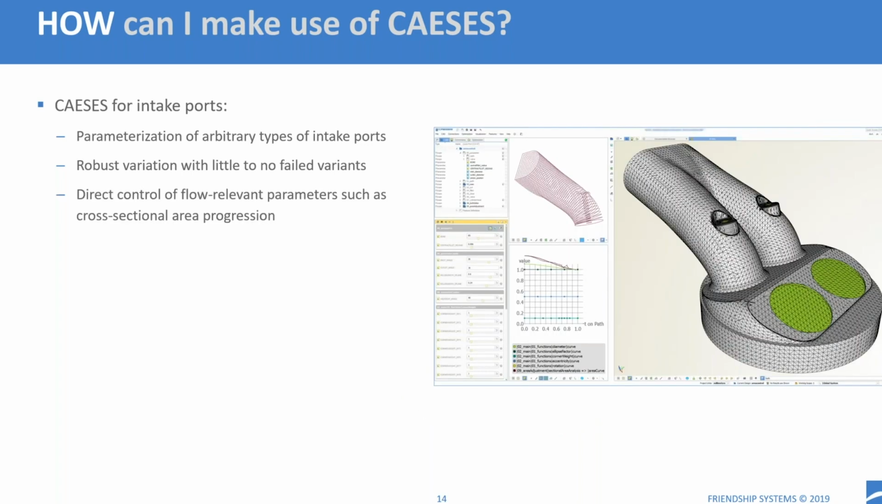Something that is possible in the way these geometries are parameterized is that flow relevant parameters can be controlled directly. So the parameterization is completely user defined, so it can be really tailored to the properties of the geometry that are of importance. An example that is given here is the area progression along the path of the port, including things like blocking due to the valve stem or valve bossing.